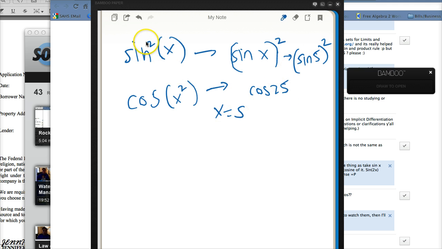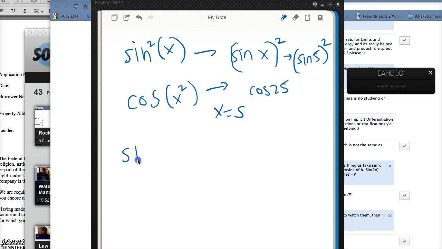So do you guys see the difference between sine squared x and cosine x squared? Where that 2 is tells me what I square first. This one says take the sine of it and then square it. This one means square it and then take the cosine or the sine.